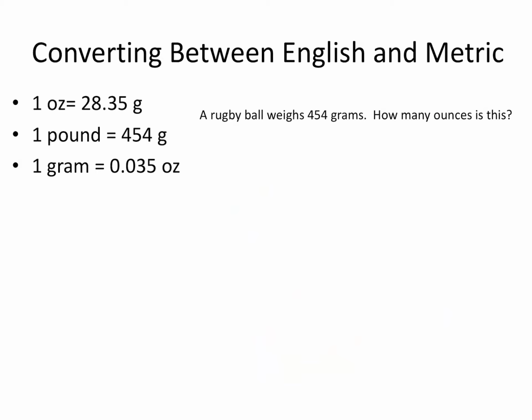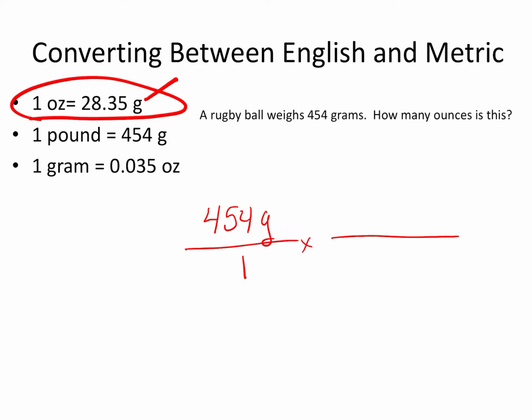All right, our last example. A rugby ball weighs 454 grams. How many ounces is this? 1 ounce, let's use this one. 1 ounce equals 28.35 grams. So we have our rugby ball, 454 grams. How are we going to set up this guy? We want our grams to cross out. They're going to be on opposite sides. We have our ounces on top.